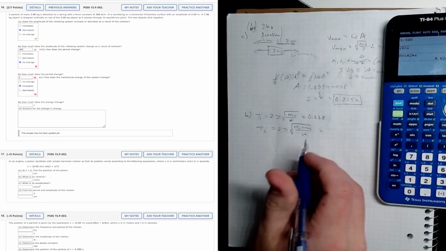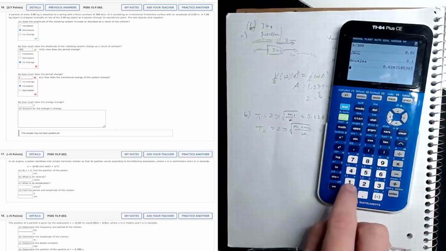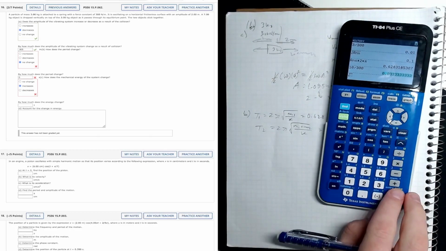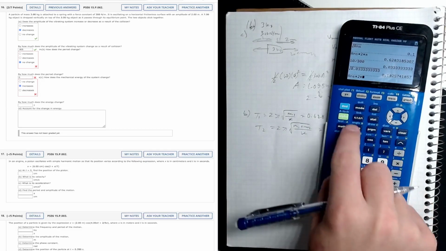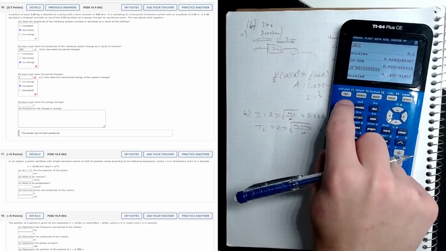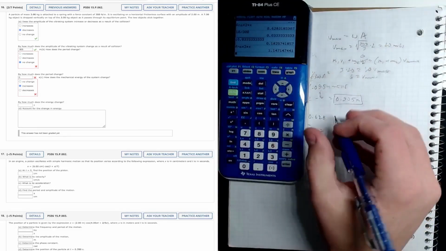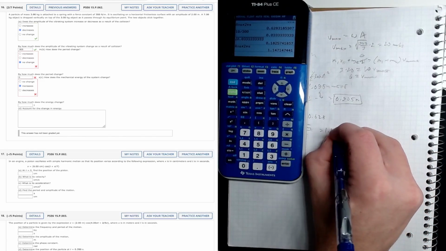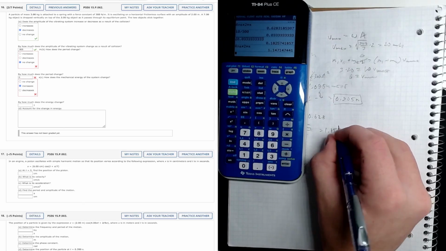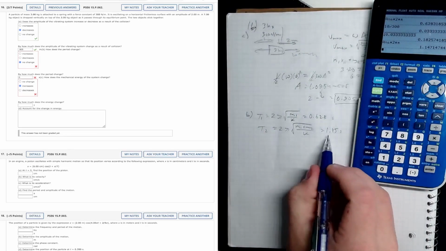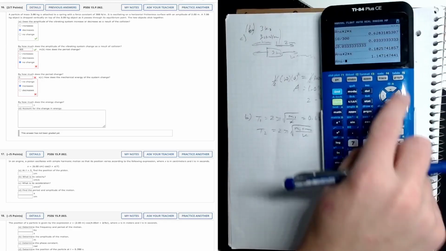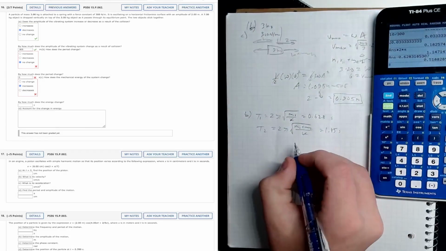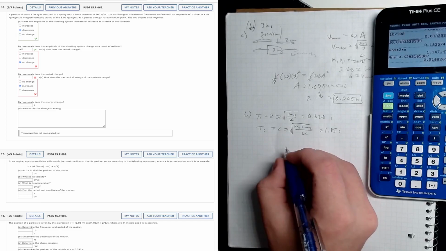So 0.628. Second period is going to be 10 divided by 300, square root of that, times 2 times pi, 1.14. So this becomes 1.15 seconds. So the period increases. Period increases by how much? Minus this. The period increases by 0.52519 seconds.